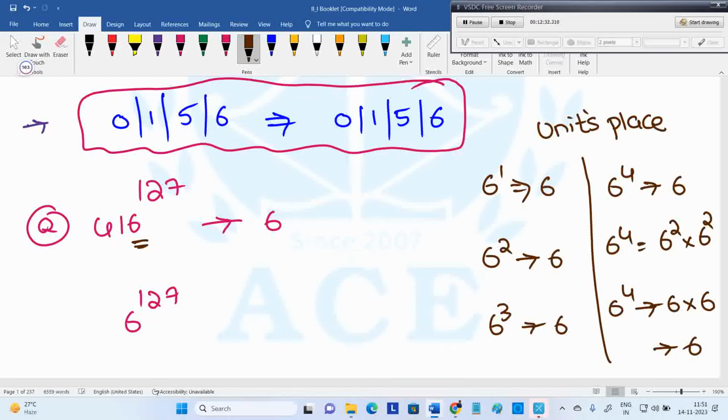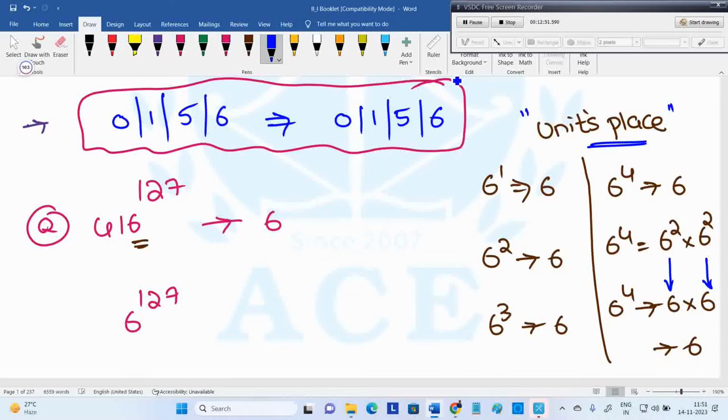You can do it in a different style. You need not find the 6 power 4 value. Sir, I don't know 6 power 4. No problem. You can write it as 6 square into 6 square. For each 6 square, units place is 6. The product is nothing but ending with 6 only.